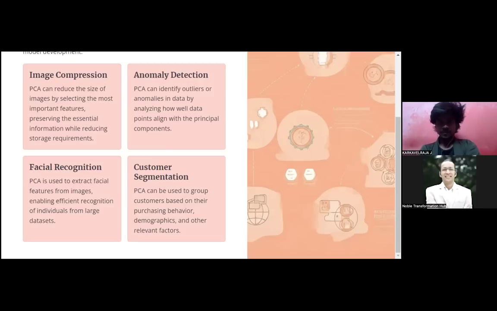Then customer segmentation, again, in whichever industry: demographics, purchasing behaviors, or whatever relevant factors. You can do segmentation and such things with this, in whichever industry, wherever you require it. So as per the behavior of the industry, you can apply PCA in application.